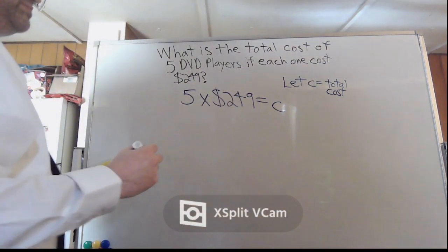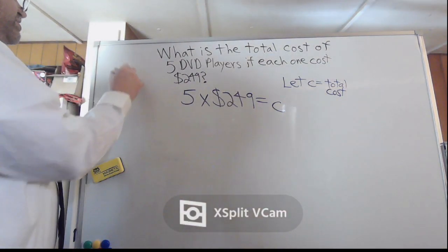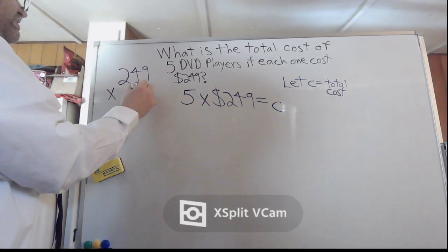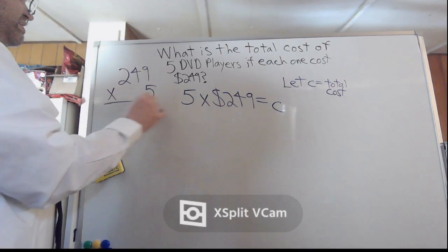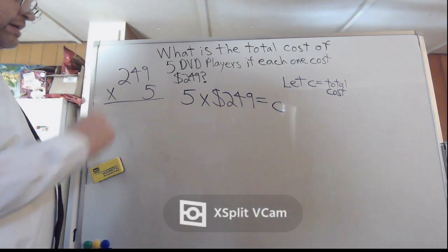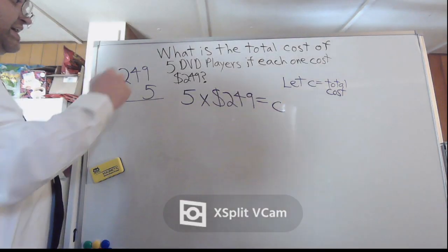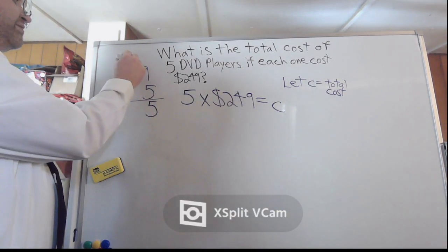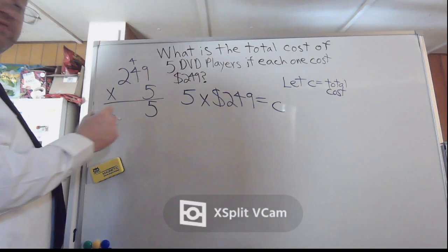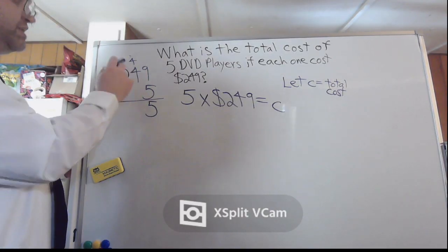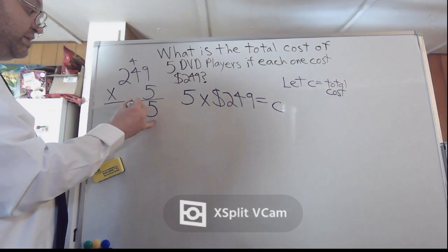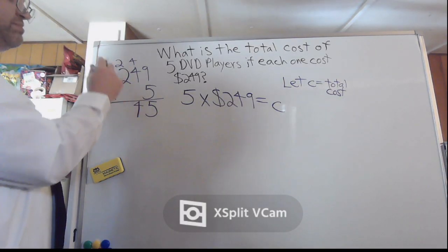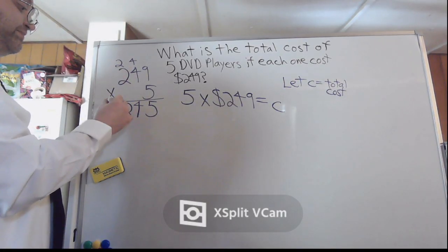Alright, so now you've got to solve the equation. You have 249 times 5. So you solve it on the side. 9 times 5 is 45. Keep your 5, carry your 4. 5 times 4 is 20, plus 4 is 24. Keep your 4, carry your 2. 5 times 2 is 10, plus 2 is 12.